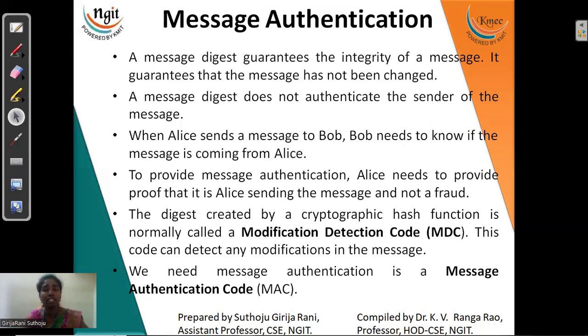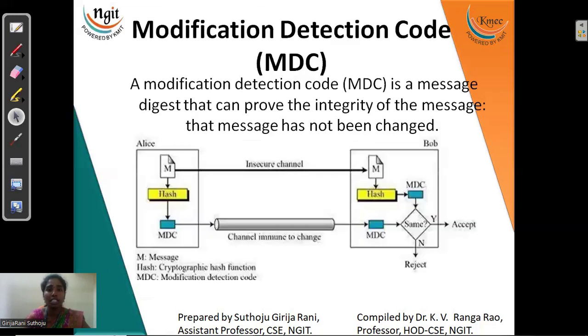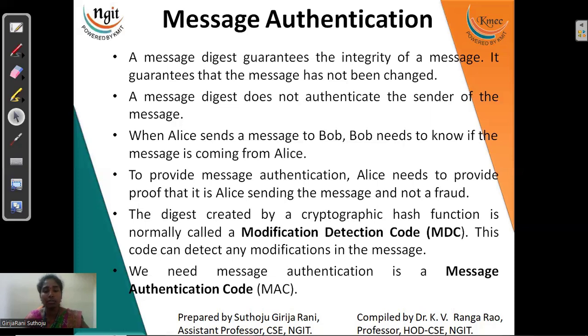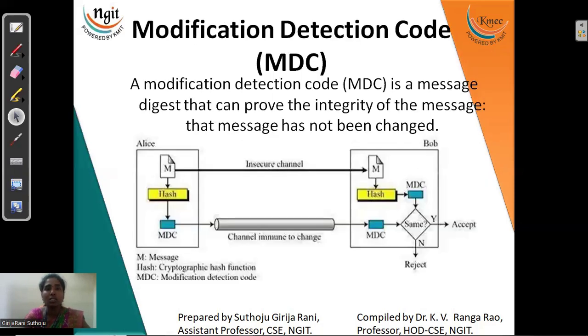Now we have another thing, that is the message authentication code. Message authentication code is nothing but we are going to talk about who is sending the data exactly, right? So this was about modification detection code. In the modification detection code, we are going to check the integrity. There should be no message changing, right?